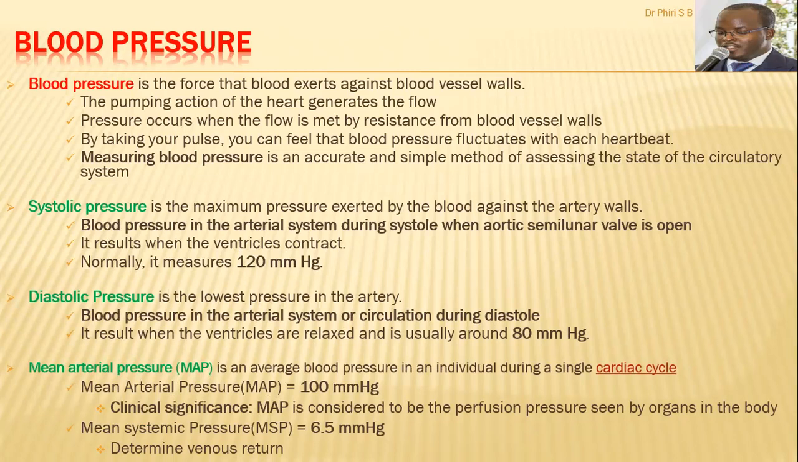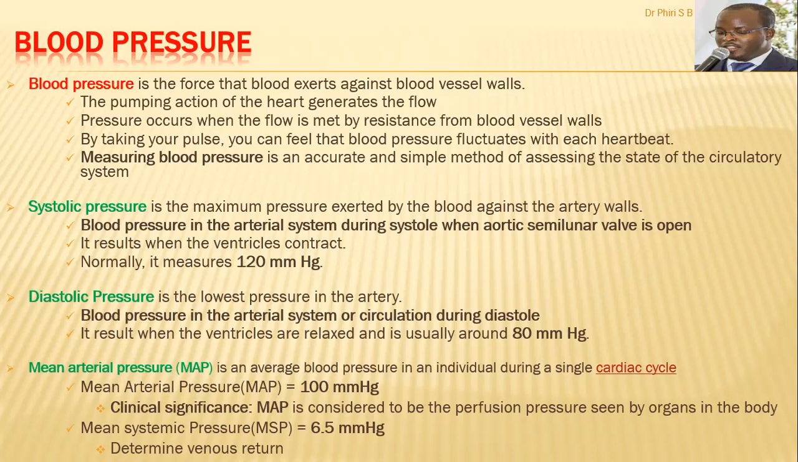Then there is mean systemic pressure, which is different from mean arterial pressure. With the mean systemic pressure, you are talking of the average pressure in the cardiovascular system. So here you're looking at the arteries, the capillaries, and the veins. The entire cardiovascular system, what is the average pressure? That is also referred to as mean systemic pressure, which is around 6.5. This mean systemic pressure doesn't include the pulmonary pressure. It's just the systemic pressure, around 6.5 millimeters of mercury.